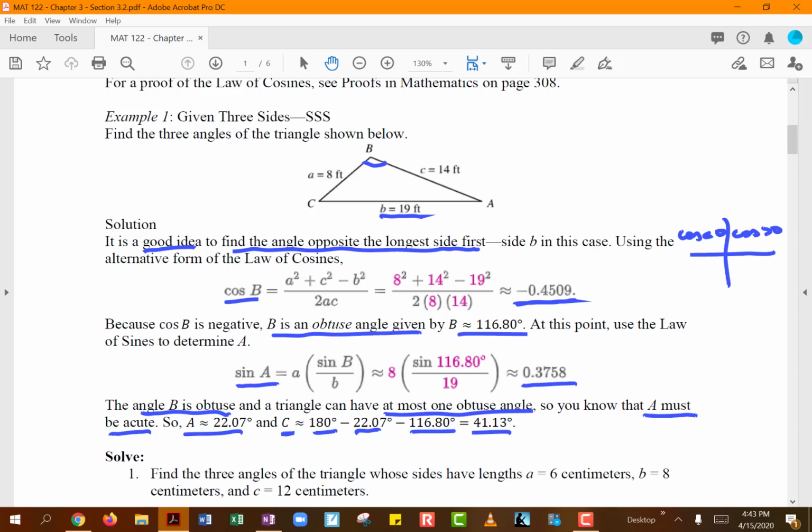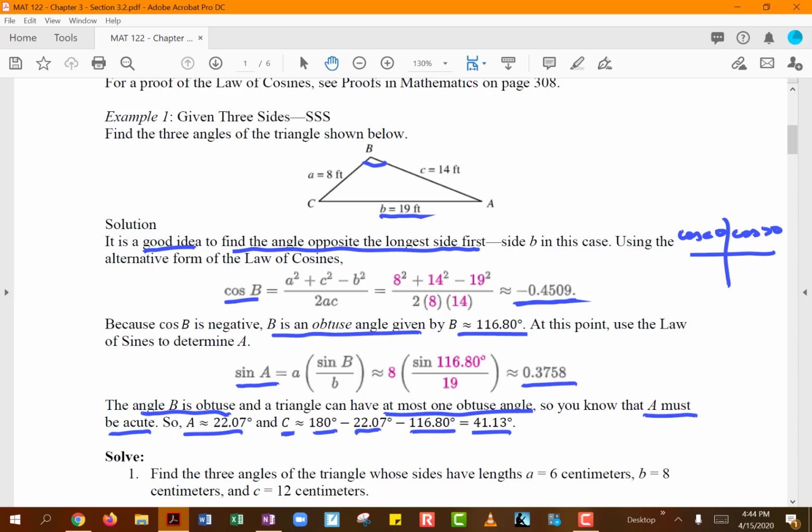So again, you are using the law of cosines to find the largest angle, which will be across from the longest side. Once you find that using law of cosines, then to find the other two angles, you can use the law of sines. So we're finding angle A here. We're using law of sines. We come up with the value of sine of A.